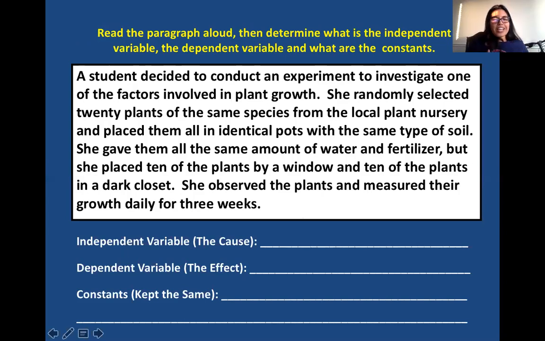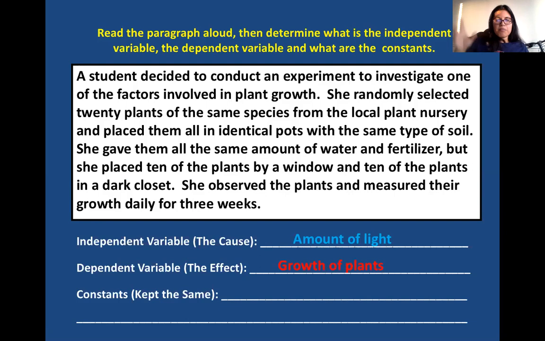So what is the cause? We see 2 things are changing between the trials. We have the plants, some plants are by a window, some plants are by a dark closet. She's trying to measure their growth. So the cause here is going to be the amount of light they are receiving. One's by window, one's in dark. And the effect is obviously the plant growth.